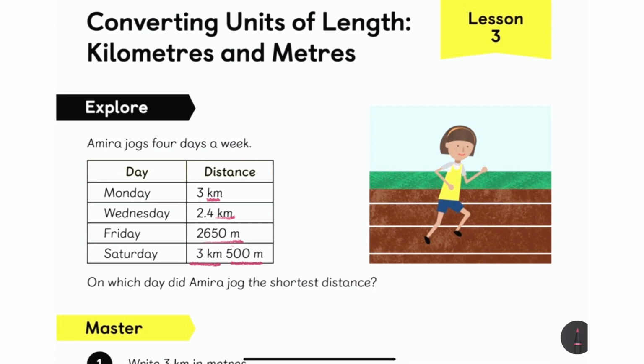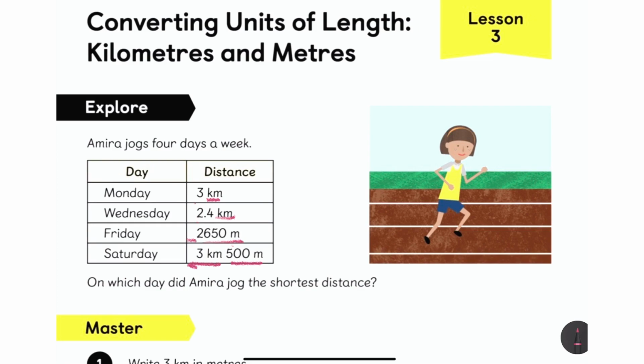We are going to look for the shortest distance. Like we saw in my previous video as well, we gauge by the number. So if you see the number, I have got 2.4, 2.6, 3, and 3. But of course, my 2 is smallest. So let's begin with the very first, that is our Monday.